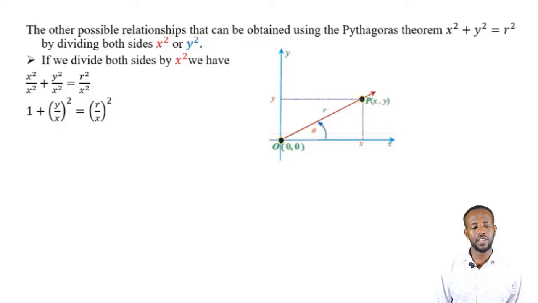Okay, now we have the relation 1 plus tan square theta is equal to what? Sec square theta. By the way, the square is written in this form. Also, we can write it by putting in brackets.